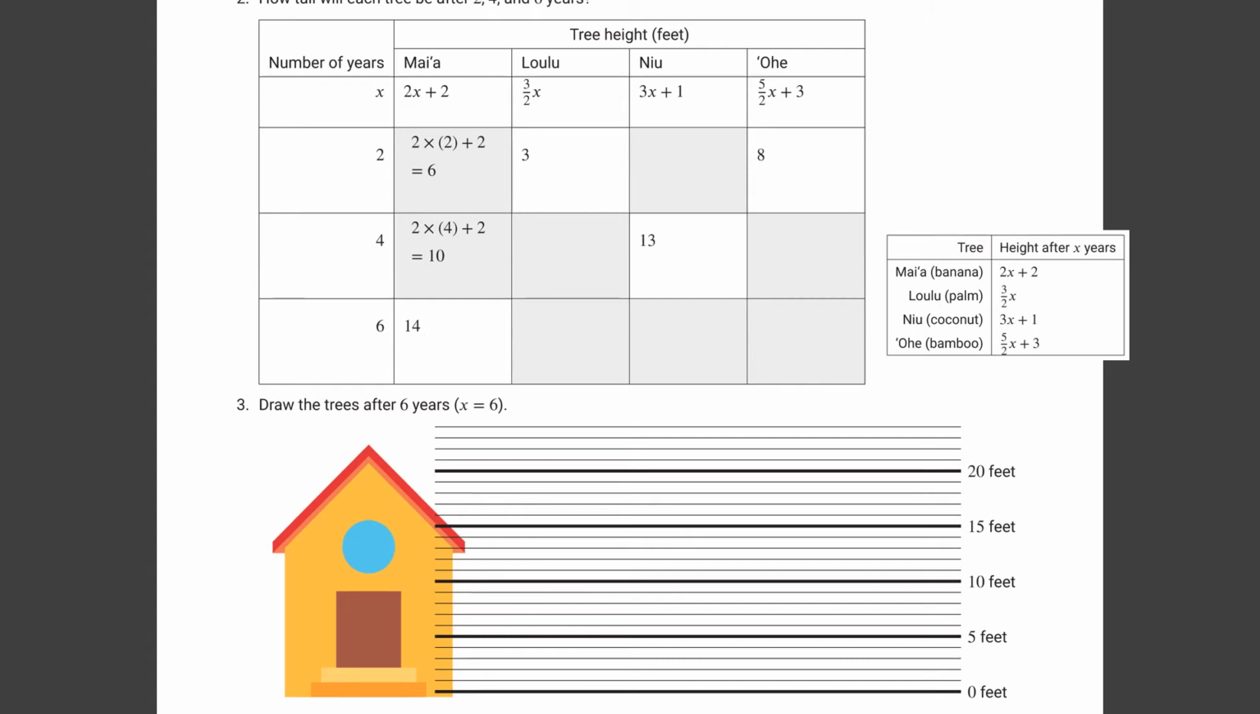The Maya tree is 14 feet tall at the time, so please pause the video and draw a 14 feet tall banana tree next to the house. You can just sketch it on graph paper or print out the student version of the curriculum for a blank worksheet. Welcome back. Here's a drawing of a 14 feet tall banana tree. Next to the Maya, we're supposed to draw the other 3 trees, but we'll skip it in this video.